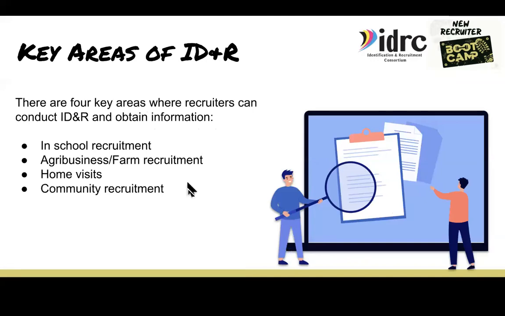So there are 4 key areas where recruiters can conduct identification and recruitment and obtain information. The first is in-school recruitment, working with schools. The second is through agribusinesses and farms. The third is by home visits, going door to door, visiting families where they live. And then the last one is community recruitment, which means working with local community agencies, working with other programs that are working in your area, as well as visiting sites in the community where migrant workers and families might often visit.